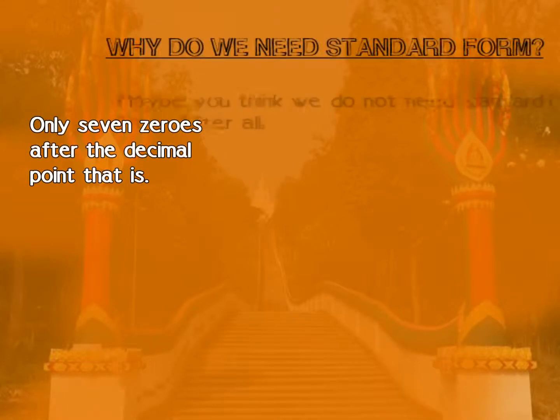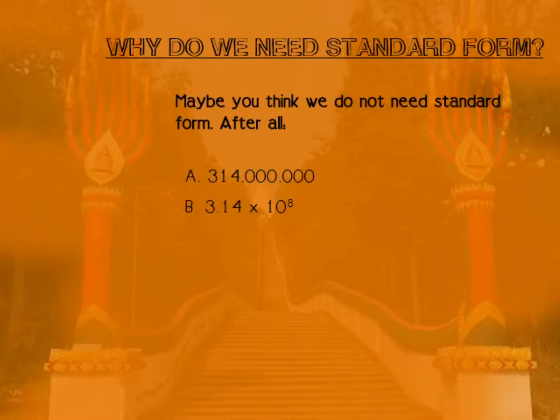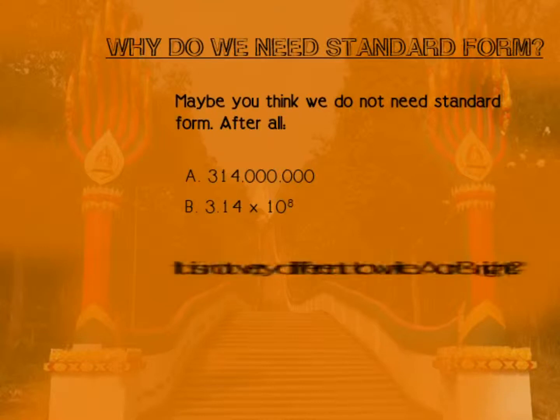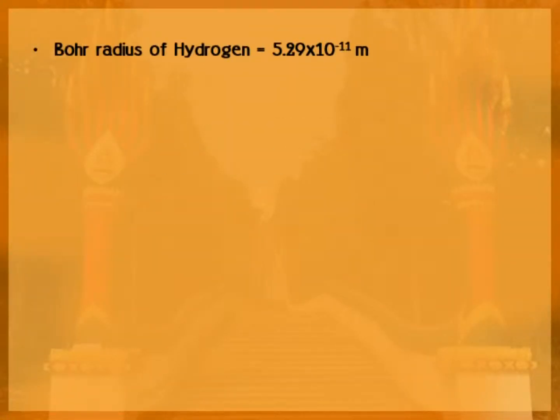So why do we need standard form? You might be thinking that we don't need standard form. If you look at the two numbers that we had, the big numbers and the standard form version, 314 million and 3.14 times 10 to the 8, well, it's not very different to write either A or B, is it? Right? But if we look at some other scientific constants, we will see why standard form is still useful. So don't worry about what these constants are, just worry about the numbers, the size of the numbers.